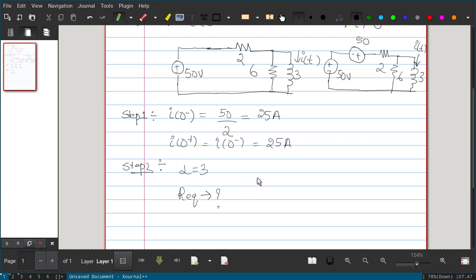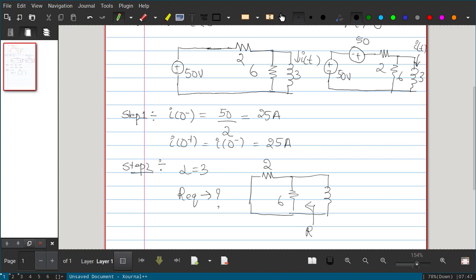Okay, so how to do that? Here you have 50 volt, 50 volt. To find the equivalent resistance, you have to deactivate the independent voltage source. So if you deactivate these two, this 50 volt and this 50 volt, then you have a short circuit here, and you have 2 ohm and 6 ohm, and here you have the inductor, and this is nothing but R equivalent.